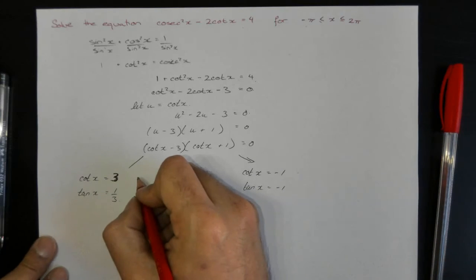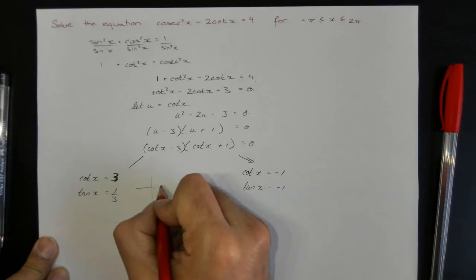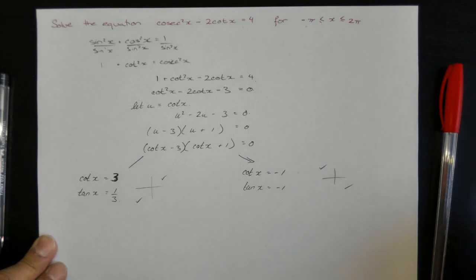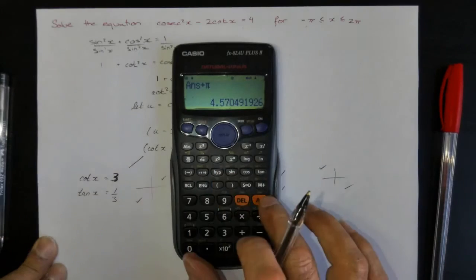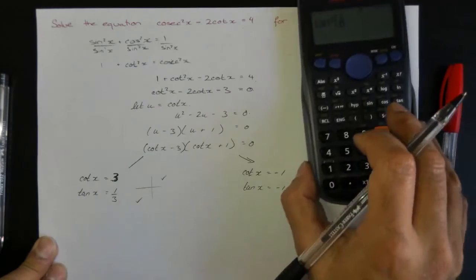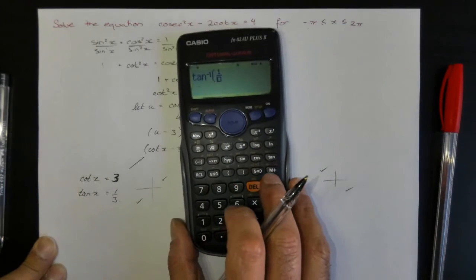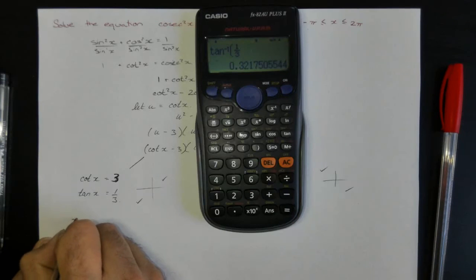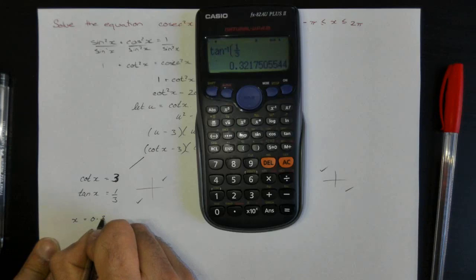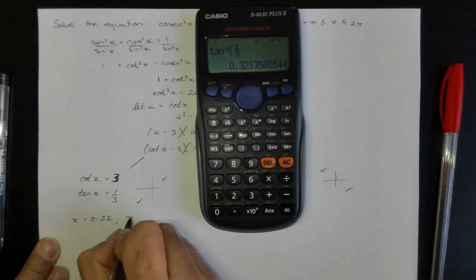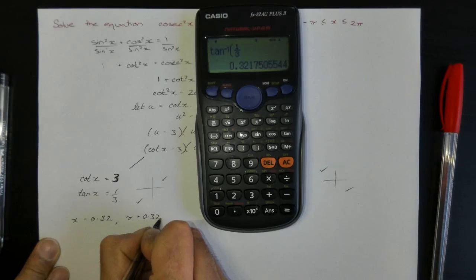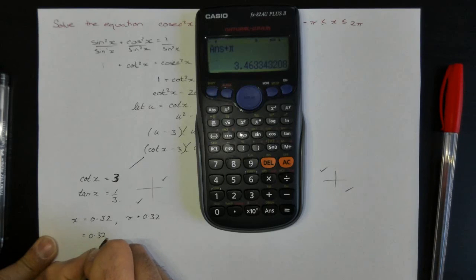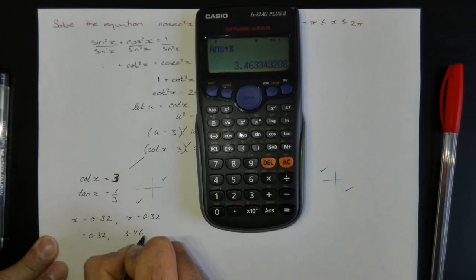Cot is positive here and here, and tan is negative here and here. So shift tan of 1 over 3, to 2 decimal places, x is 0.32 and pi plus 0.32. So we get 0.32 and 3.46.